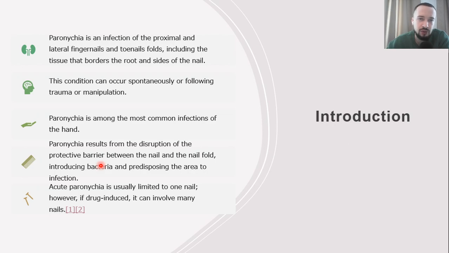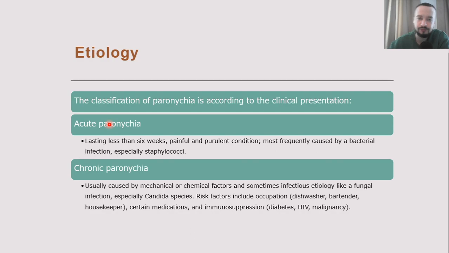Paronychia is an infection of the proximal and lateral fingernail and toenail folds, including the tissue that borders the root and sides of the nail. This condition can occur spontaneously or following trauma or manipulation. Paronychia is among the most common infections of the hand. Paronychia results from the disruption of the protective barrier between the nail and the nail fold, introducing bacteria and predisposing the area to infection. Acute paronychia is usually limited to one nail, however, if drug-induced, it can involve many nails.